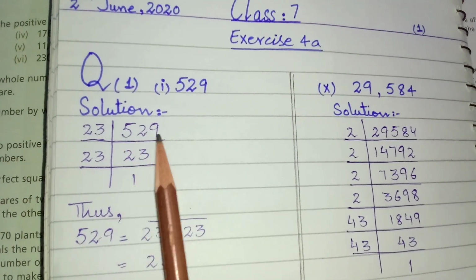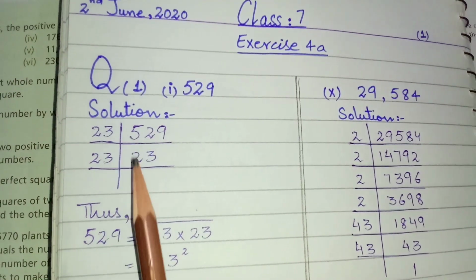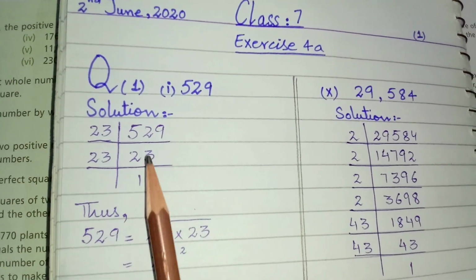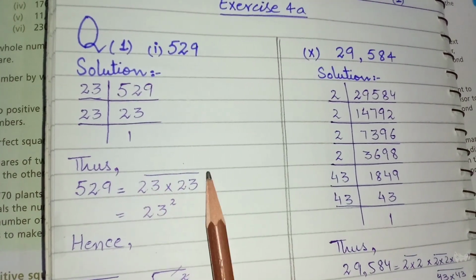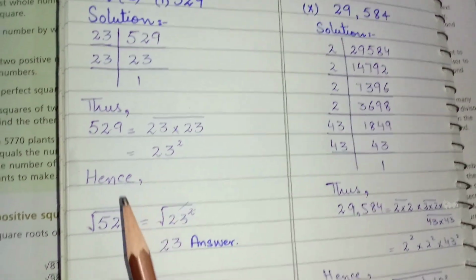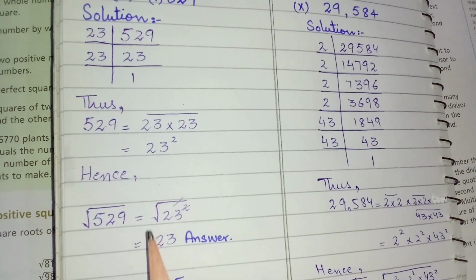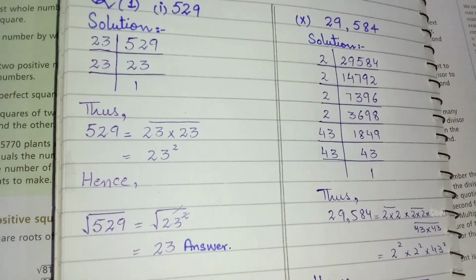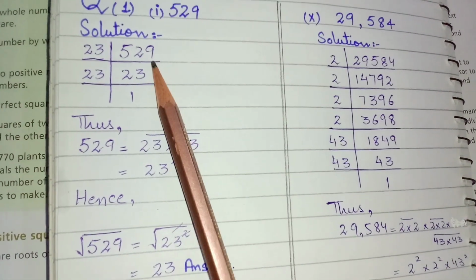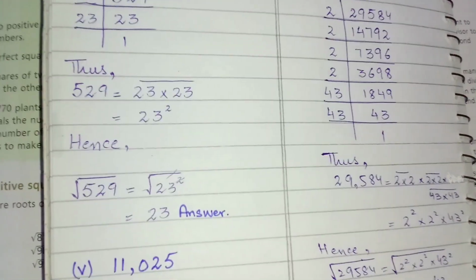529 will not come in any other table, so it will come in the table of 23. So 23 ones are 23. Thus 529 is equal to 23 multiplied by 23. We have to make a pair of this, that is 23 square. Now the square root of 529, taking the square root on both sides, we get 23. So 23 multiplied by 23 is equal to 529. So 529 is the square of 23.